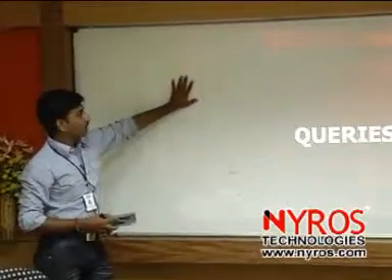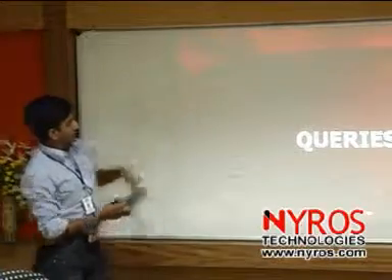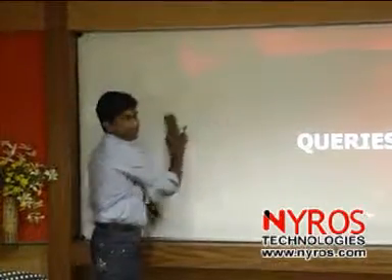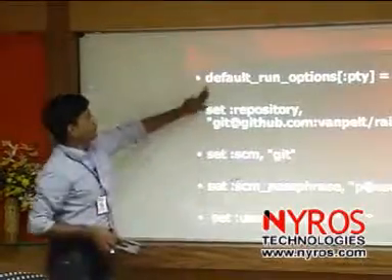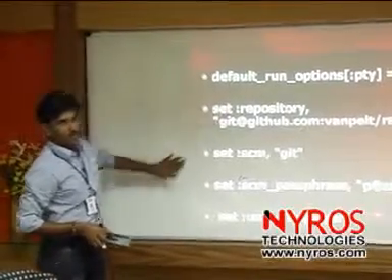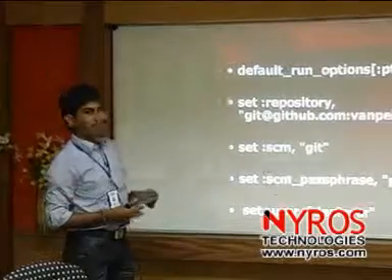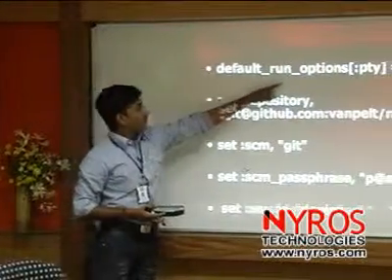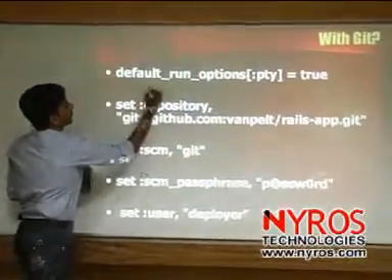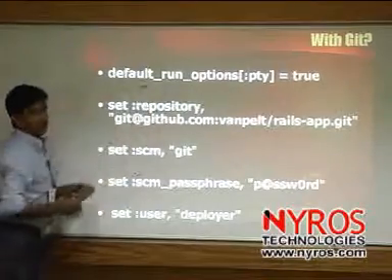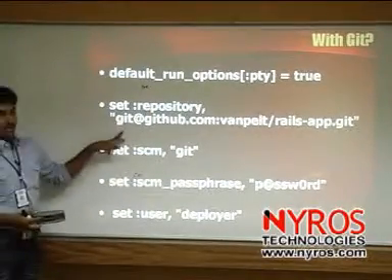This is the Git option also. You ask about Git. These are the settings we need to specify while deploying a Rails application with Capistrano and Git. We need to specify this password option, whether it will prompt or not, and set the repository, the Git repository.